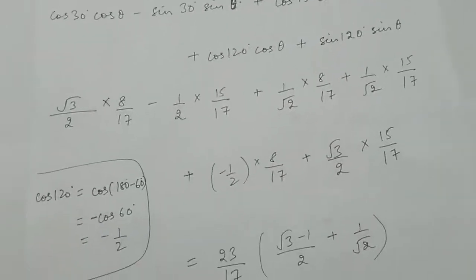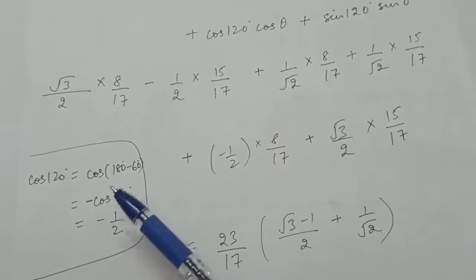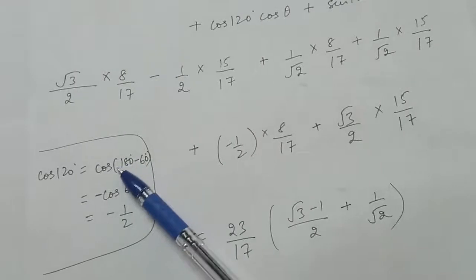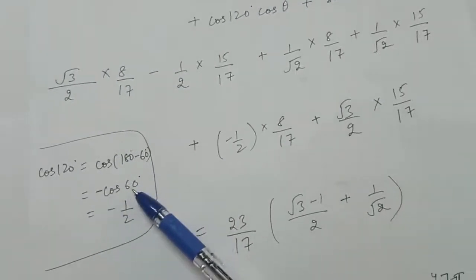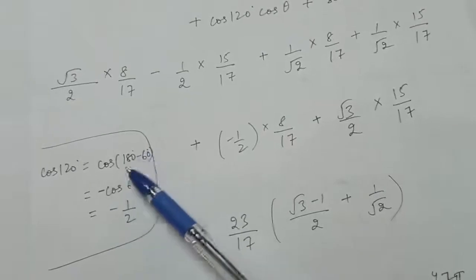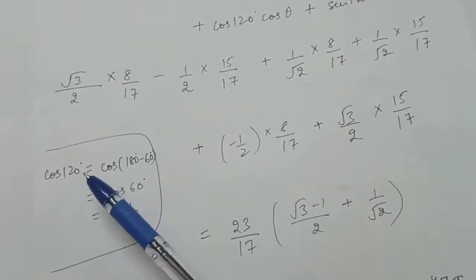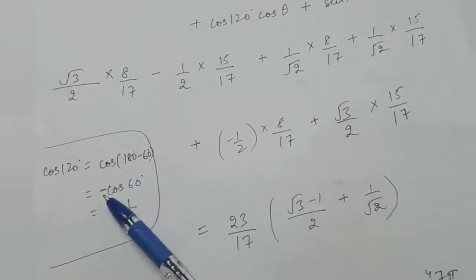Now see cos 120. You can also calculate this. Write down this cos 120 as cos 180 minus 60. Now at 180 cos will remain cos, right? So you will get cos 60, but see this angle 180 minus 60, that is 120. It lies in the second quadrant, and in second quadrant cos is negative, so minus will come.